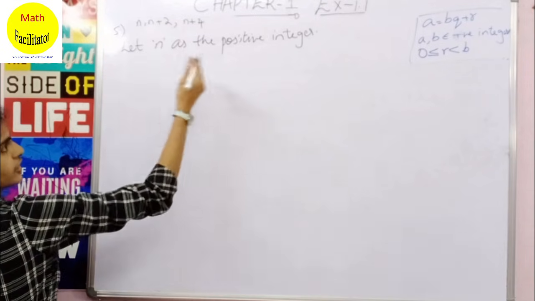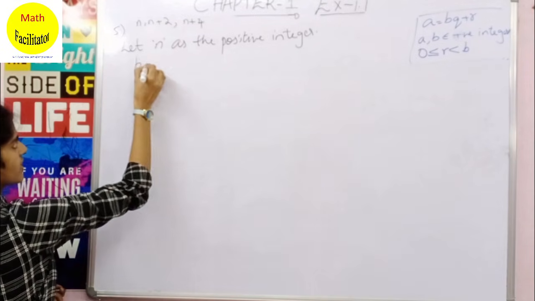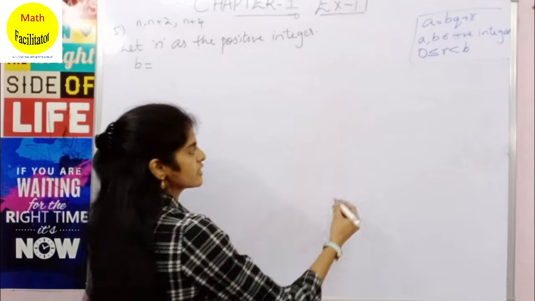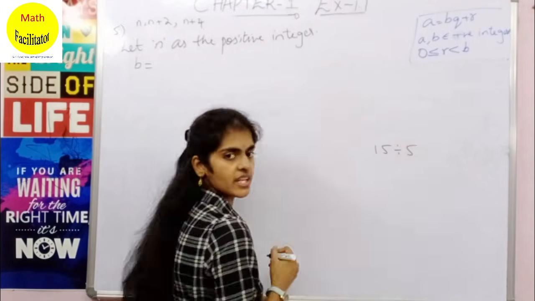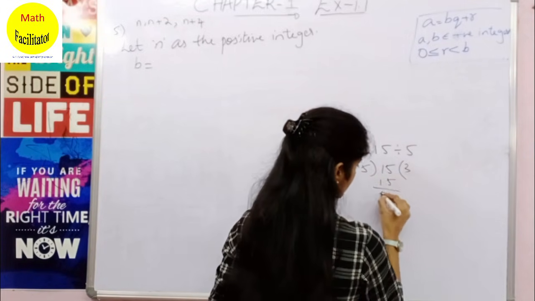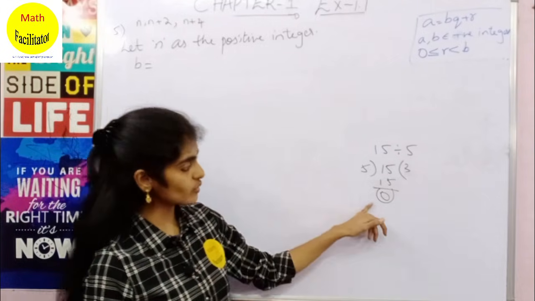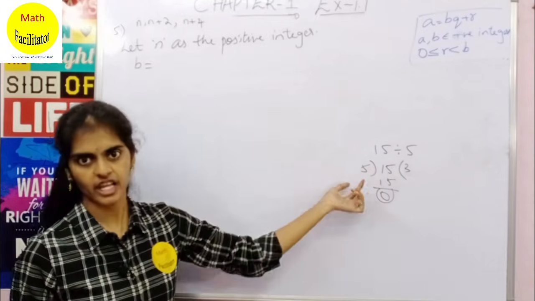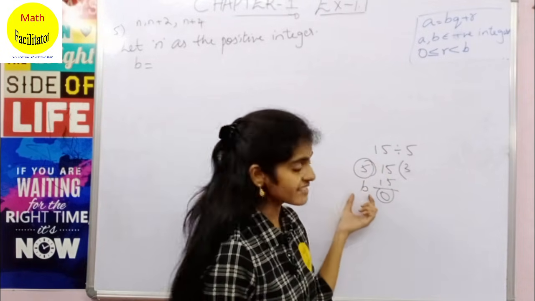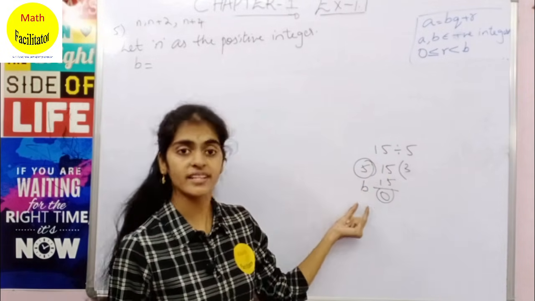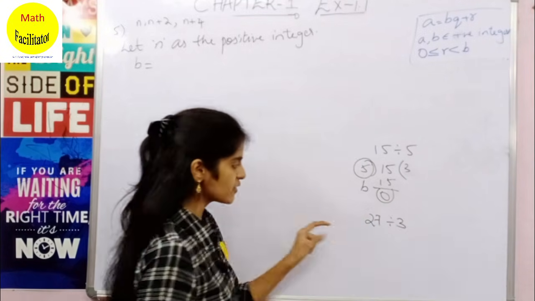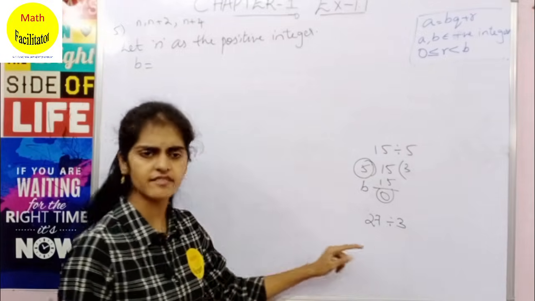Now using Euclid's division algorithm, can you say what b is? Now you want to prove that the number is divisible by 3. Let us see: 15 divided by 5, 5 threes are 15 and the remainder is 0. When the remainder is 0, you say that 15 is divisible by 5. That means the divisor is 5. Similarly, 27 divided by 3 is divisible by 3, yes.